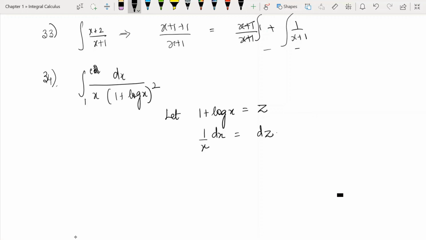So you have your dx divided by x. So instead of that, we will put dz divided by z square. Now please remember, I have not put any definite integrals in both these places. I'll come back to it later.